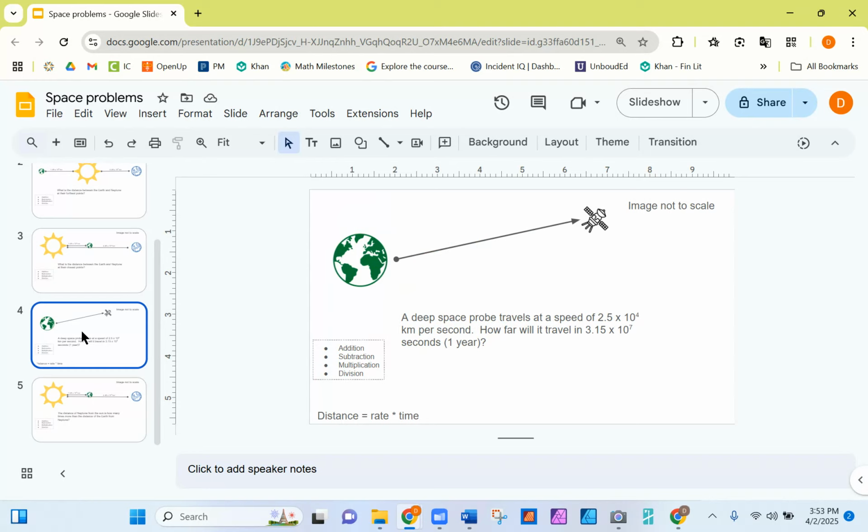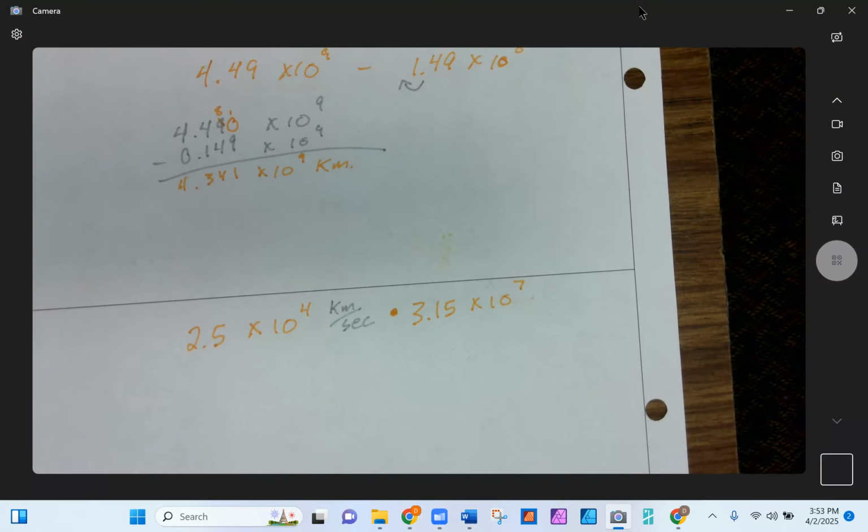Times 3.15 times 10 to the 7th. And put the units in here as seconds.